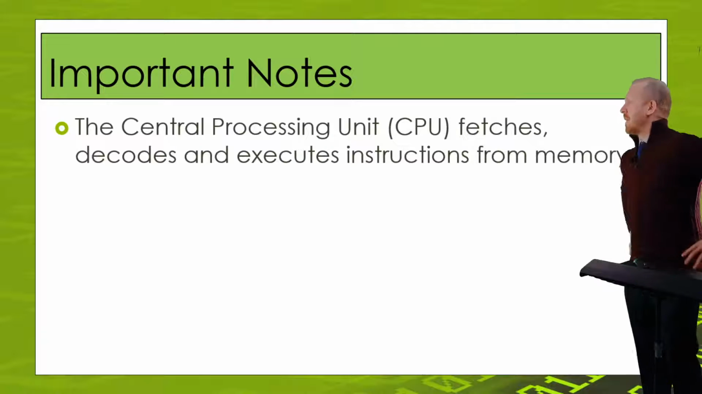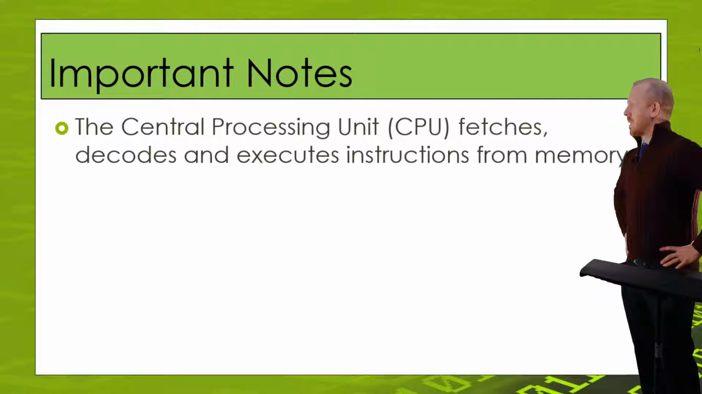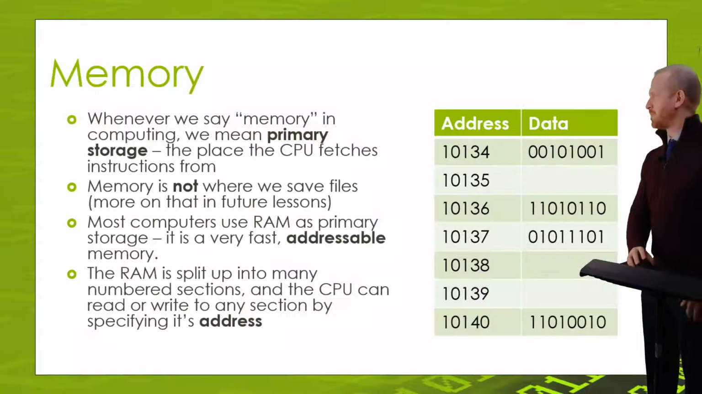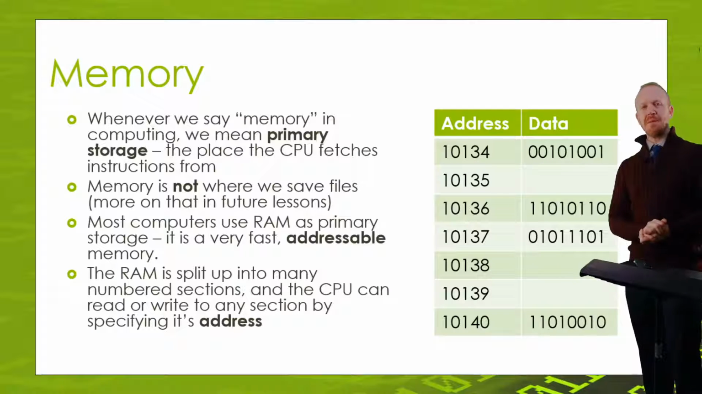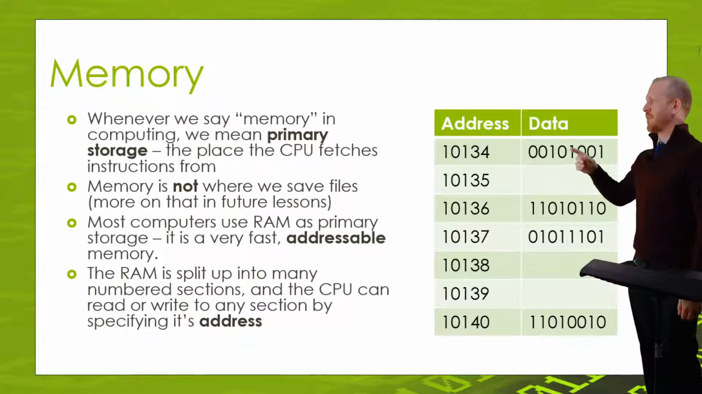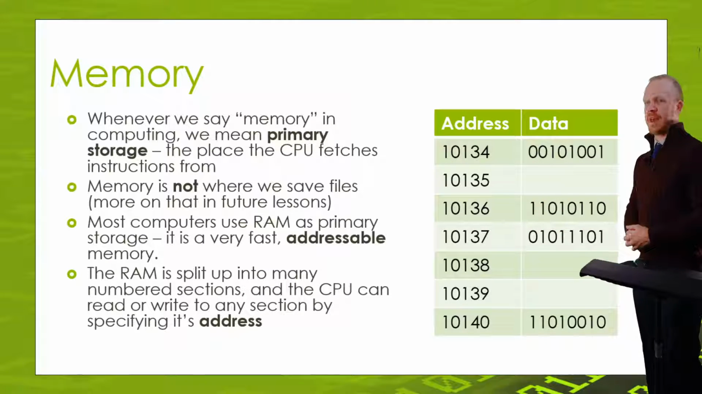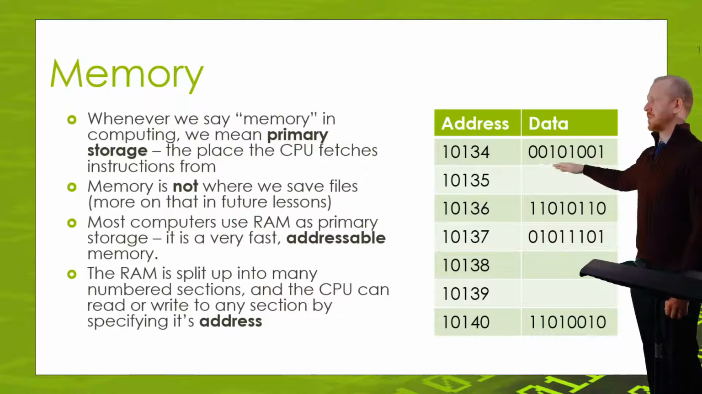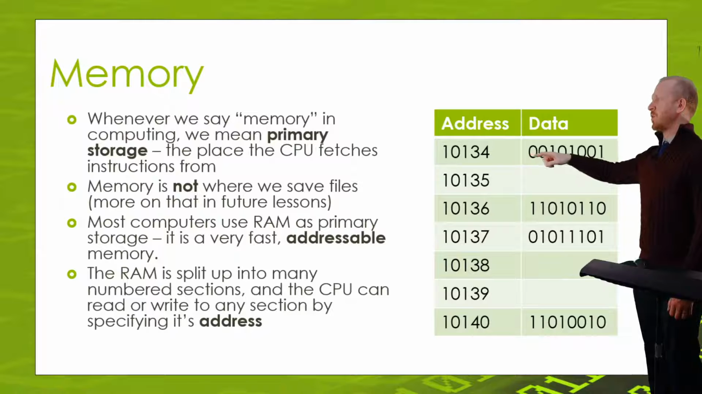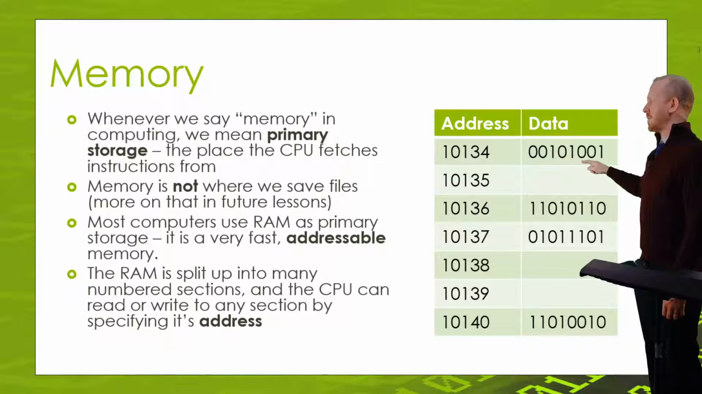Right, the Central Processing Unit fetches, decodes, and executes instructions from memory. And when we say memory, we're talking about addressable memory that looks like this. So we've got a series of addresses in there, and in each address, some data can be stored. So in this particular snapshot of memory, in address 10134, this data is stored.